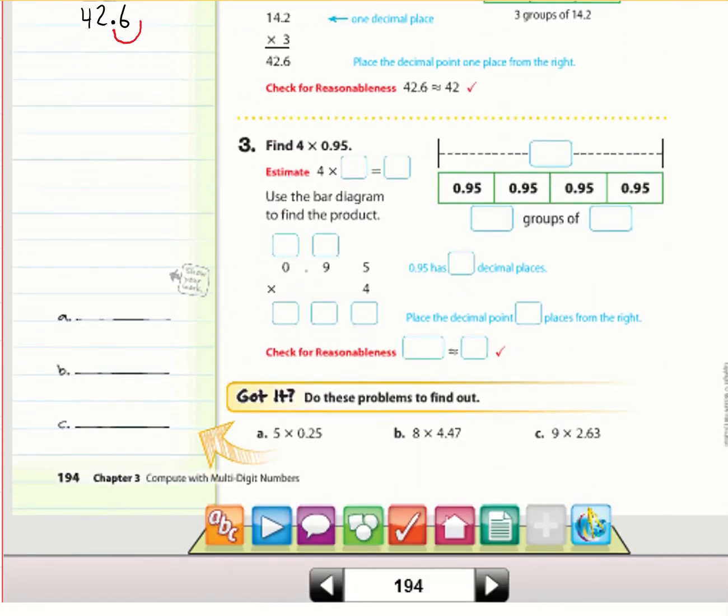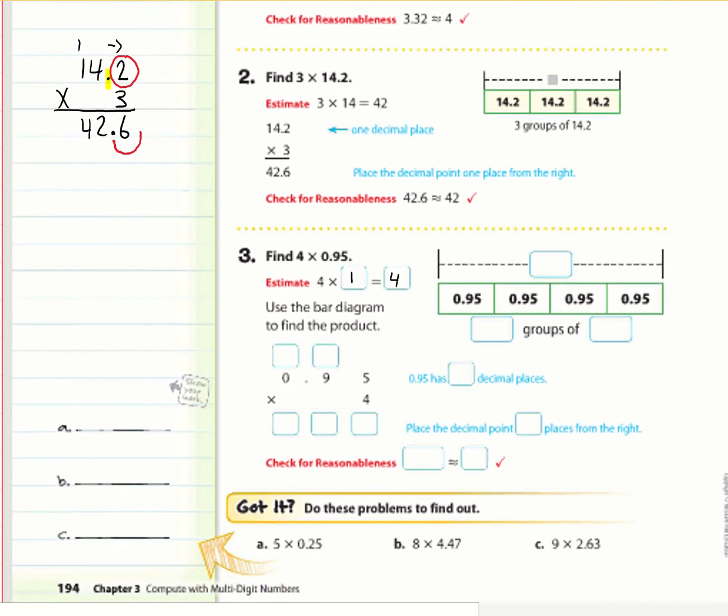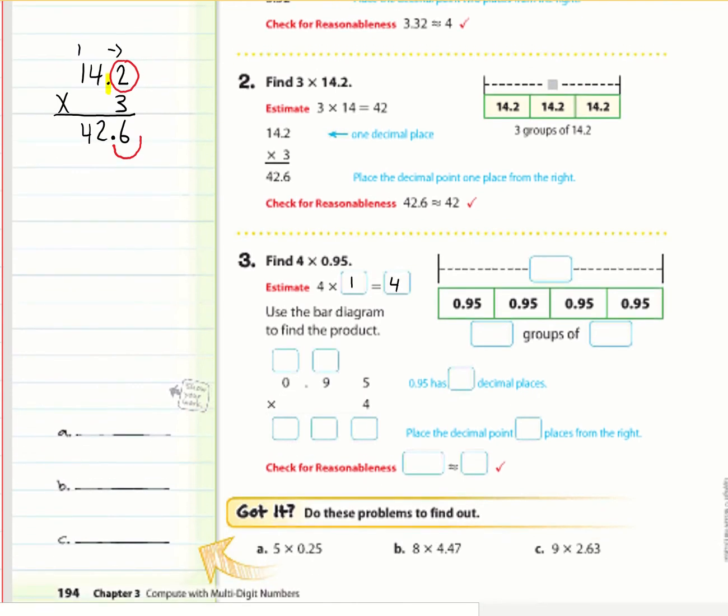So we're going to move on to example 3. This is 4 times 95 hundredths. So it says estimate. So we have 4 multiplied by 1. So we're estimating this is going to be 4. And if we go to the right of the diagram, we have 4 groups of 95 hundredths. And then on the top we'll fill out our answer once we get there.